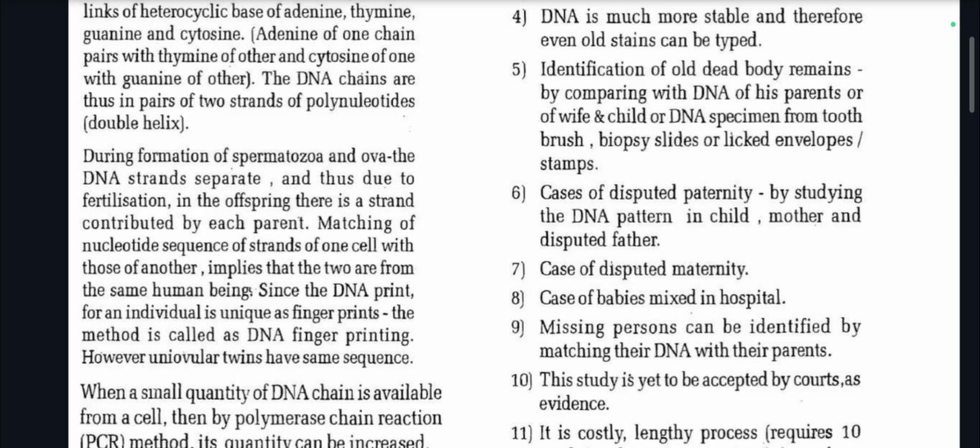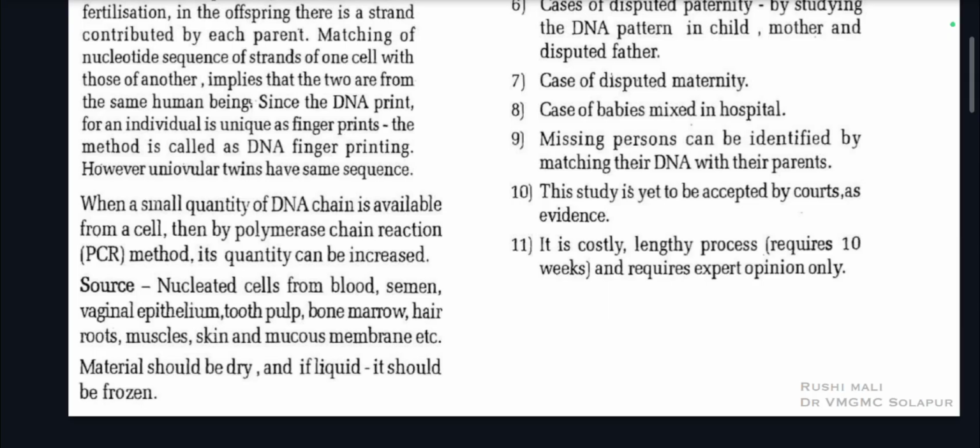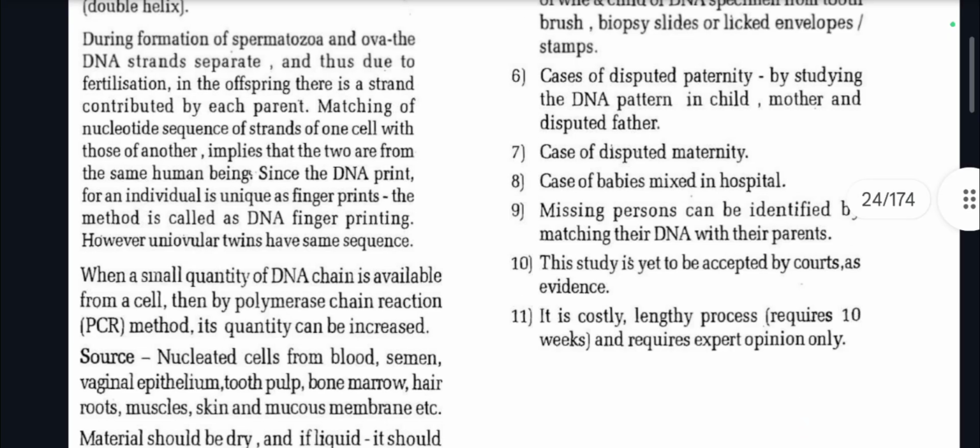So as we have unique fingerprints, we have also got unique DNAs. So why is there a concept of DNA fingerprinting? However, uniovular twins have the same sequence. When a small quantity of DNA chain is available from a cell, then by the PCR method, its quantity can be increased. What is the source? Nucleated cells from blood like WBCs, semen, vaginal epithelium, tooth bulb, bone marrow, hair roots, muscles, skin and mucous membrane, etc. Material should be dry and if liquid, it should be frozen.